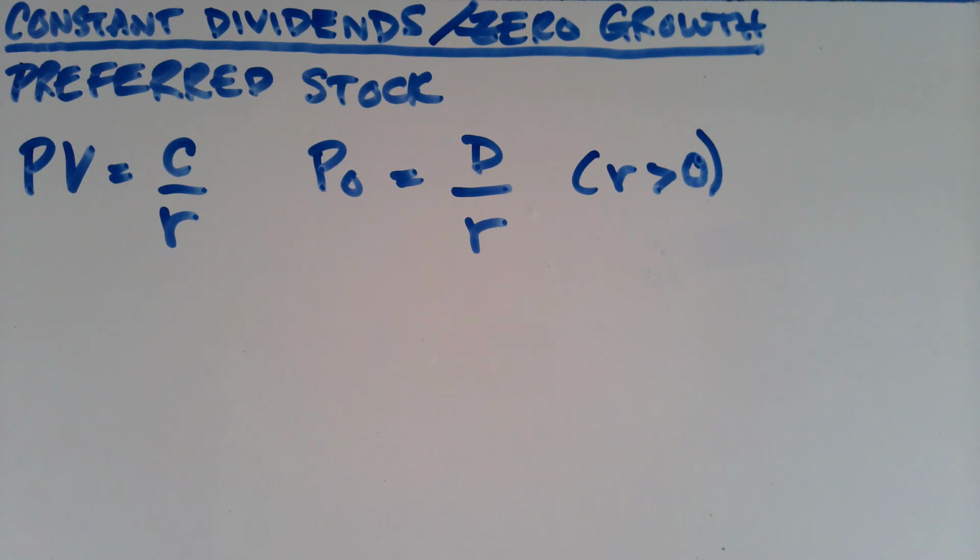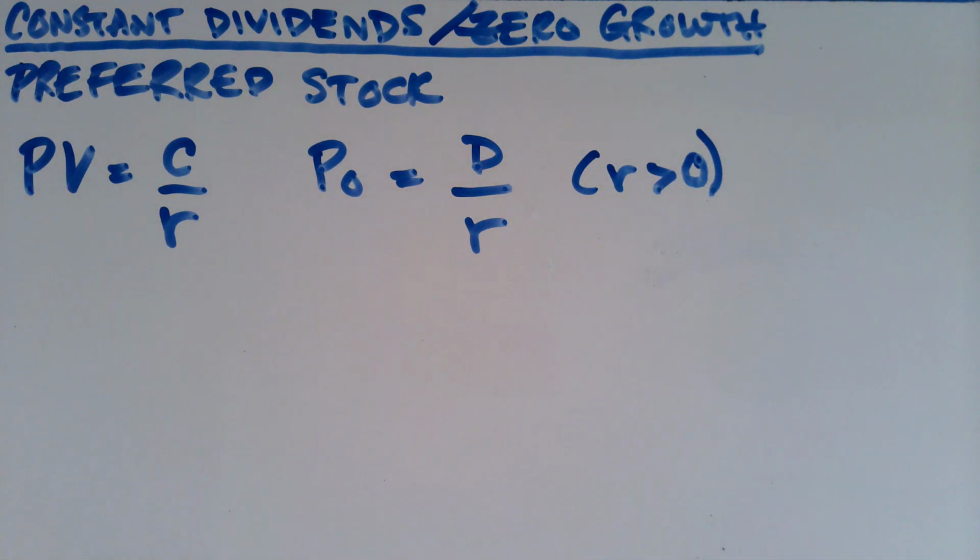Why must R be greater than 0? Because stock prices are never negative. Limited liability requires that stock prices always be 0 or higher. And so an R below 0 would cause P0 to be negative.